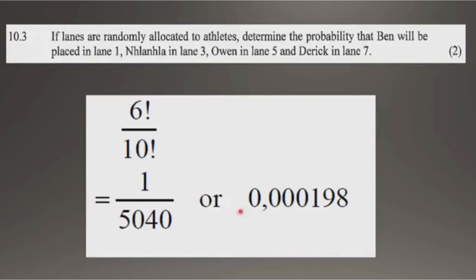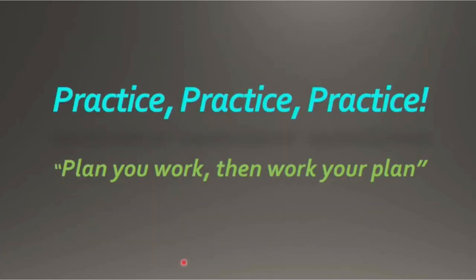And then question 10.3. If the lanes are randomly allocated to the athletes, determine the probability. We're going to use the probability formula here now, that Ben will be placed in lane 1, Nhlanhla in lane 3, Owen in lane 5, and Derek in lane 7. Well, that amounts to the fraction 6 factorial divided by the sample space, you may recall, which is 10 factorial. When we simplify that, we're going to get 1 over 5,040, that's our fraction, or we can express that as a decimal if you want to, and there we have that right there. Okay? So very interesting calculation from there.